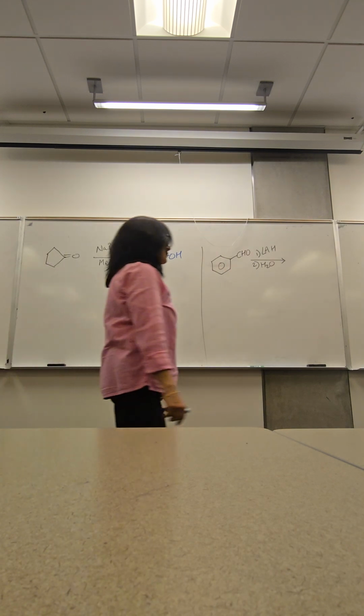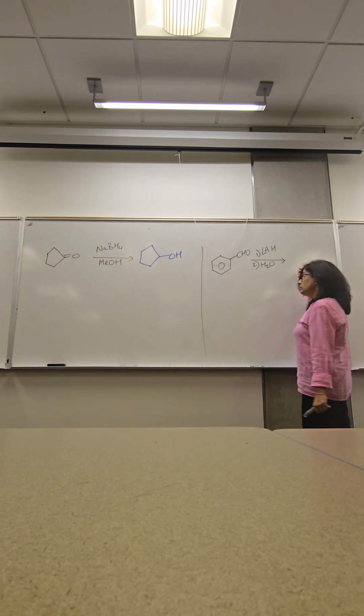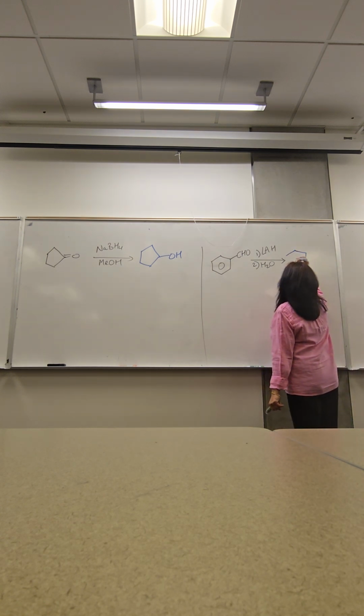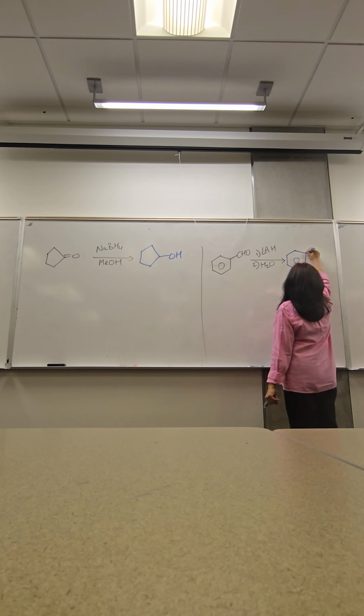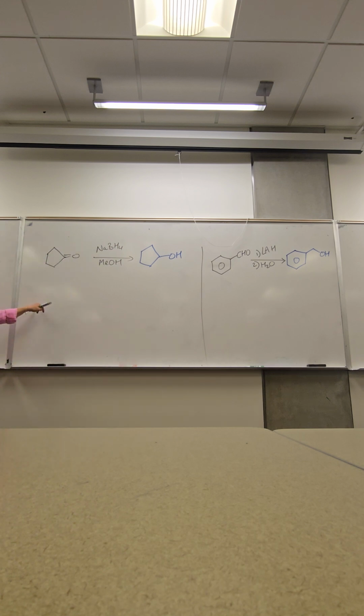Anybody? What would the product be? Benzyl alcohol. Absolutely, benzyl alcohol. Benzyl alcohol is of course not an IUPAC name. That would be phenylmethanol, but let's quickly write a mechanism at least once so you remember the mechanism.